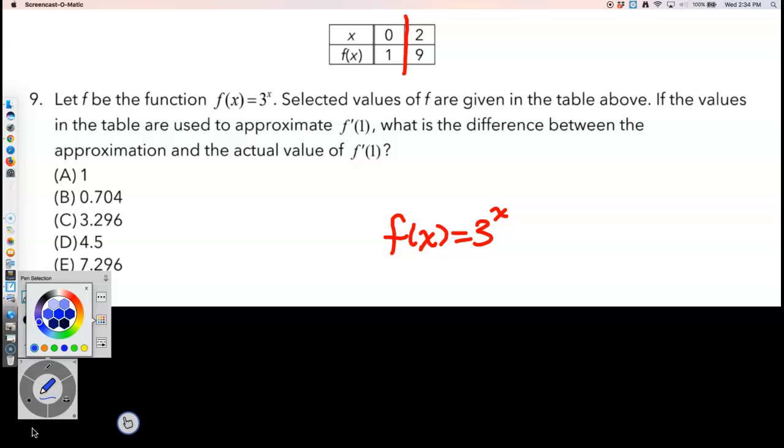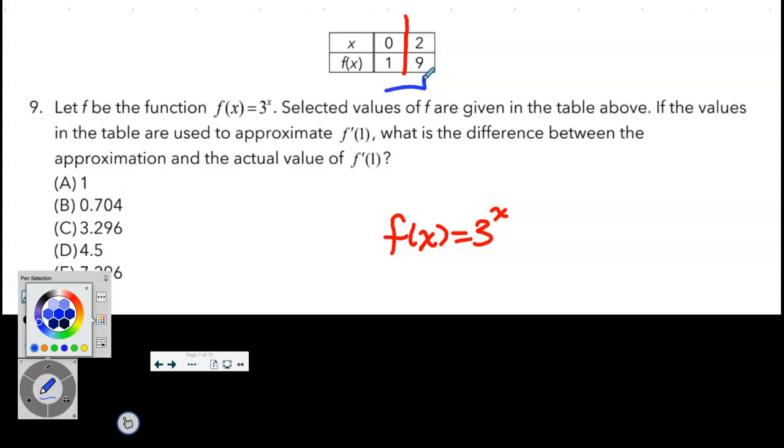Oh, we're approximating the instantaneous rate of change at 1, or the slope of the tangent line. The only way we can approximate off a table is to do what I call straddle it, and you do slope from algebra 1, change in y over change in x, which would be 8 over 2, which would be 4. That's my approximation using the table. I found the slope of the secant line between those 2 points.